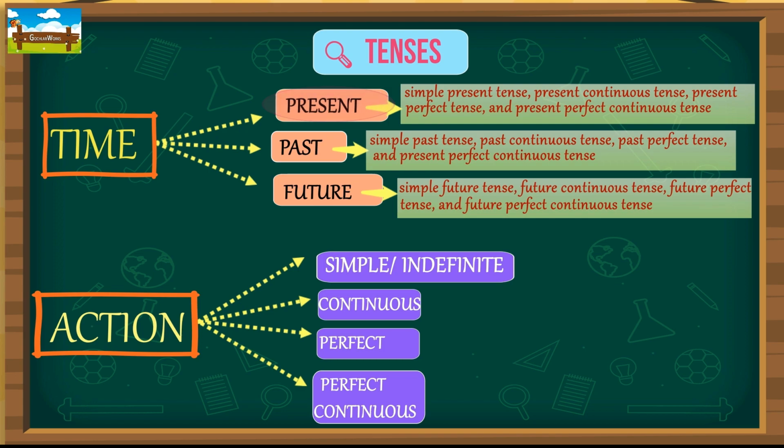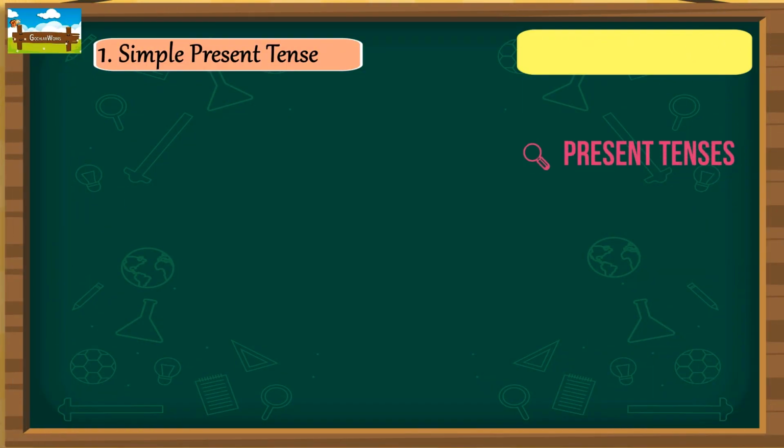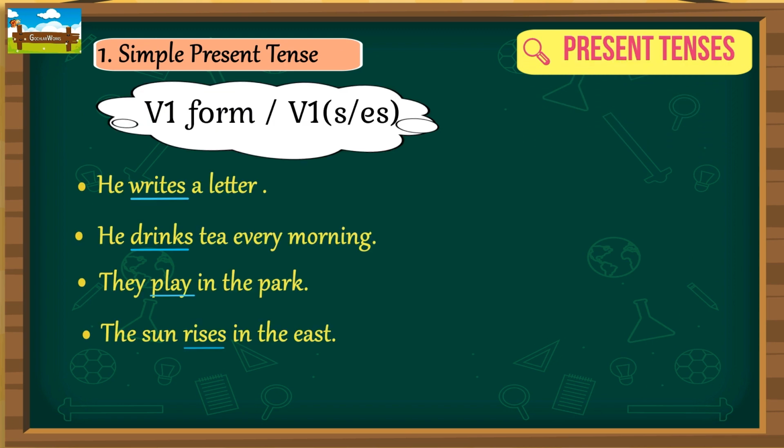First, we will talk about the simple present tense. In this tense, we use the first form of the verb, also known as V1 form. Additionally, we add s or es to the verb. Now, let's discuss when to use s or es.